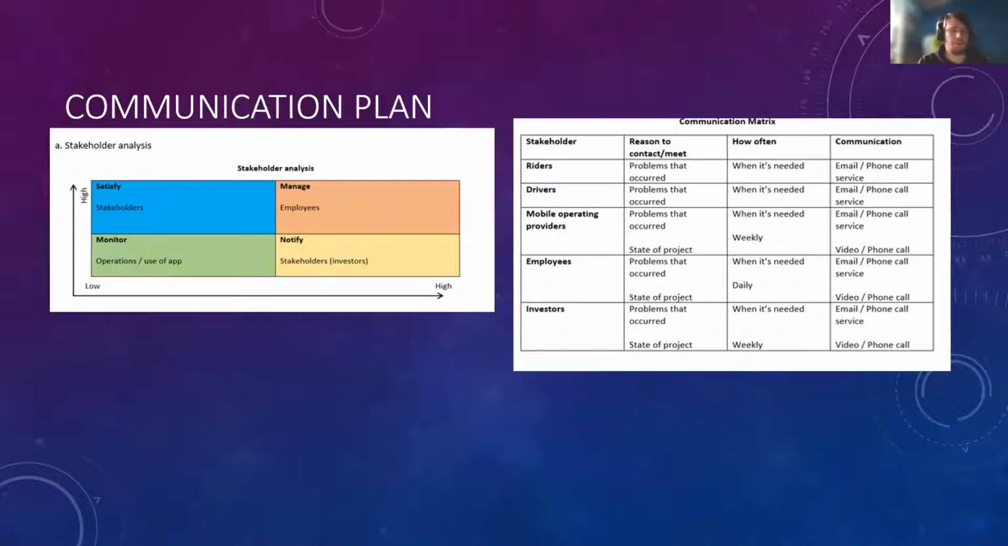However, monitoring the operations, we deem that to be slightly lower. It's still important, but we deem it to be slightly lower than the other ones. Now, on the right, we have the communication matrix. This is essentially how we would communicate with the stakeholders involved.